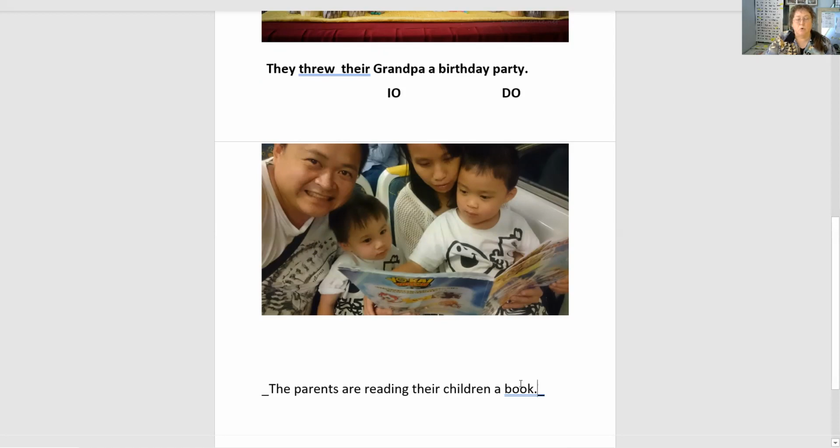And then what are they reading? They're not reading their children. They're reading a book, right? So the direct object is what? A book. And who is receiving the reading? Who's receiving the benefits of the reading? The children. So the indirect object, the one who receives the action, is the children. And the direct object that answers the what is the book. Okay, so does that make a little bit of sense?